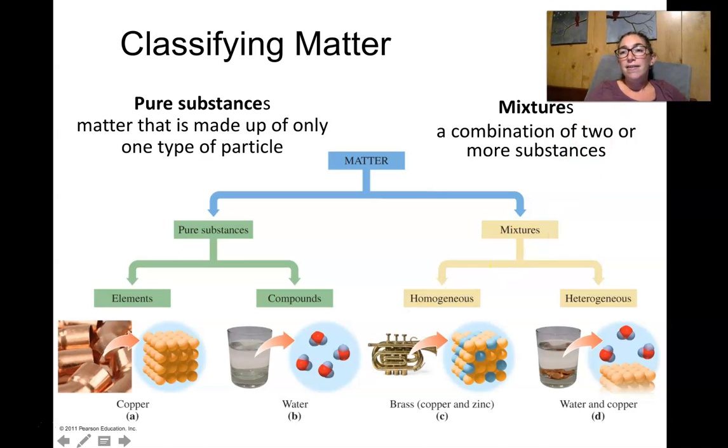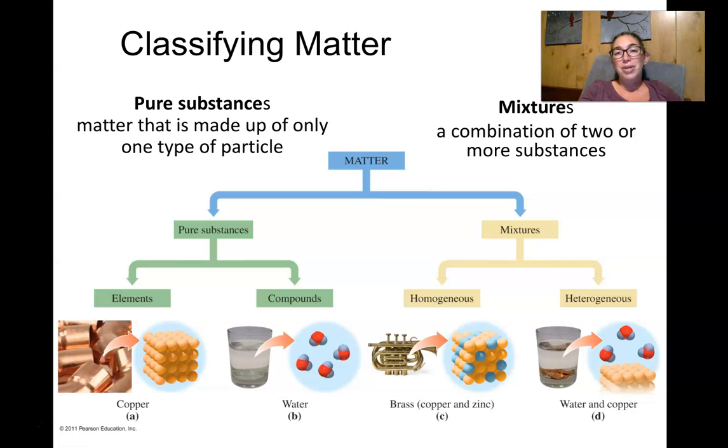So let's take a little break from the math now and talk about matter, different types of matter. Matter is the stuff of which chemistry is made. Anything that has mass and volume is matter. And we can divide matter into different categories. We've got things that are pure substances and things that are mixtures. The two types of pure substances are elements and compounds, and we'll talk about how those differ. And the two types of mixtures are homogeneous and heterogeneous, and we'll talk about how those are different.